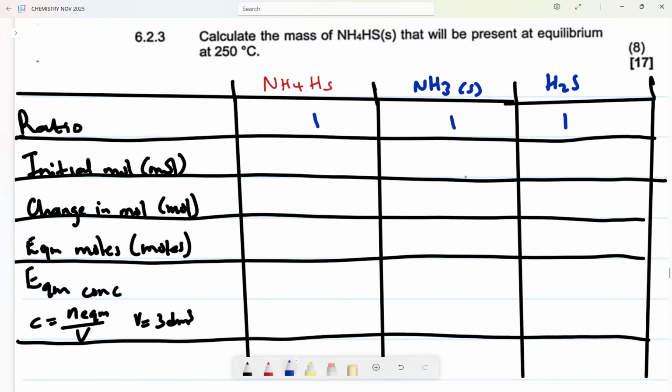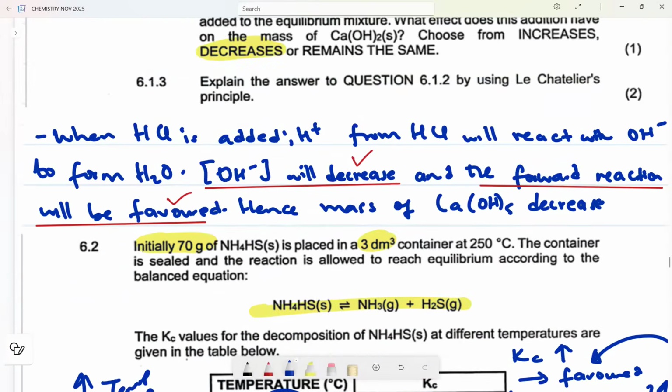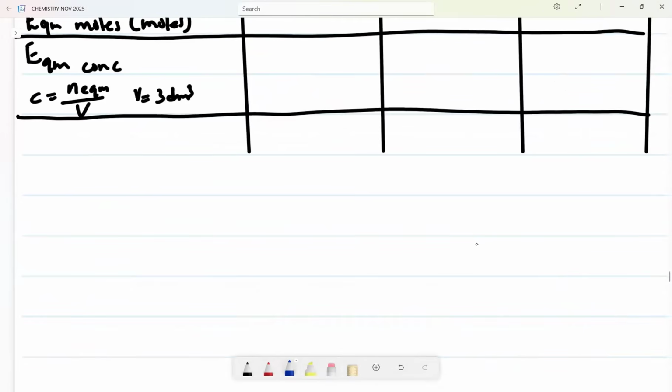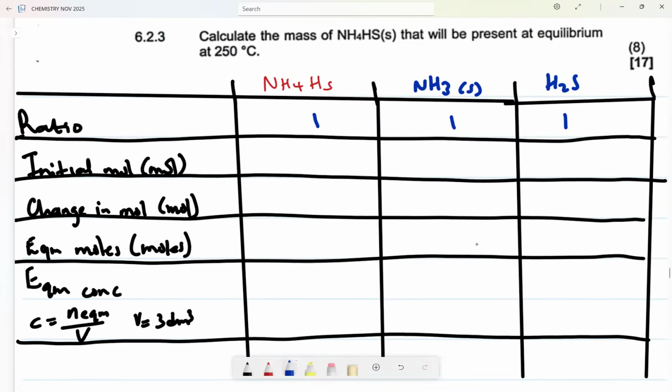So the initial mole of NH4HS, we know. How do I know? Because we have the initial mass of 70 grams. So the initial number of moles of NH4HS is going to be equal to initial mass divided by molar mass, which gives us 70, and then the molar mass of this one, when you do it, it is 51, and it will give us something like 1.373 moles. So you can put it here and say it is 1.373 moles.